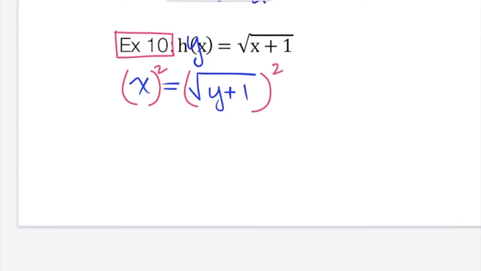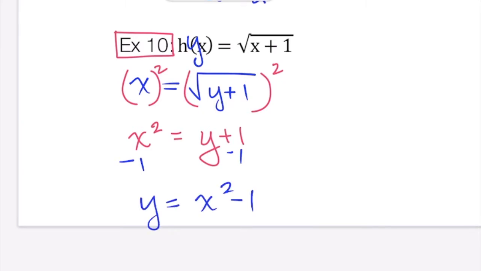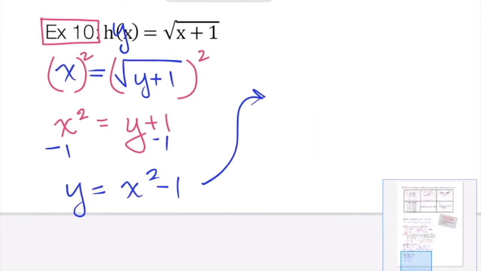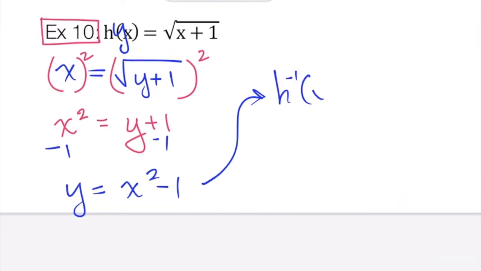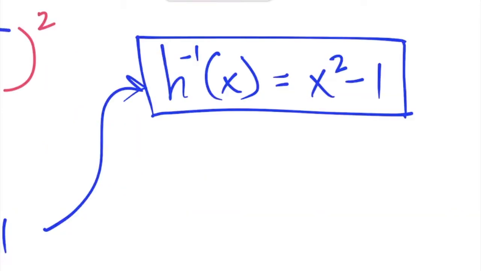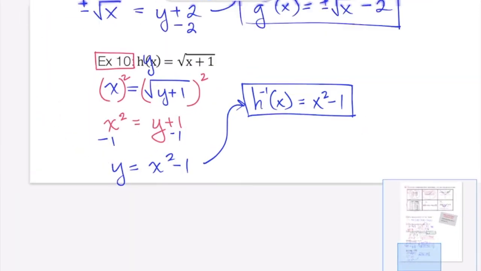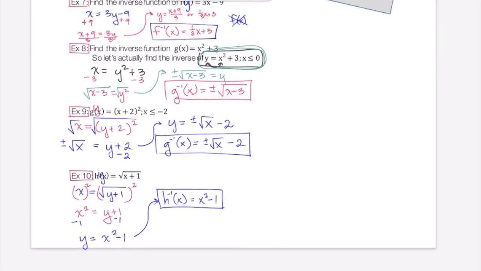So now we have x squared is equal to y plus 1, and subtract 1 from both sides, and we find that y is equal to x squared minus 1. And formally, since it started off as h of x, then the inverse is h with that superscript of negative 1 of x, and then x squared minus 1. Now, think about this. This inverse is not going to be one-to-one. So we're going to need to restrict the domain on that one later. So again, we're going to come back and finish those 3 examples after we move on.